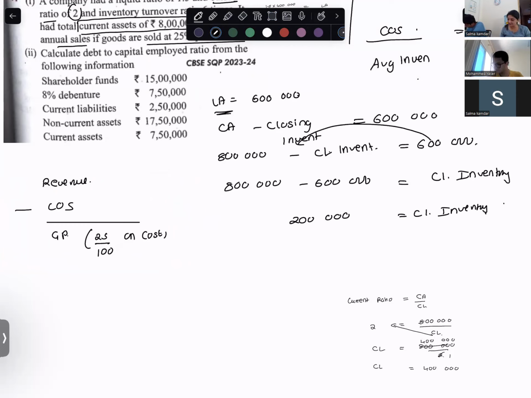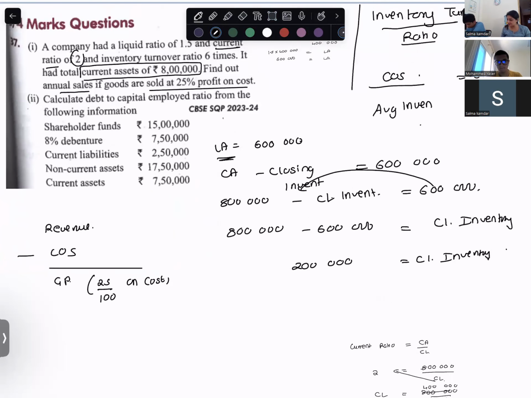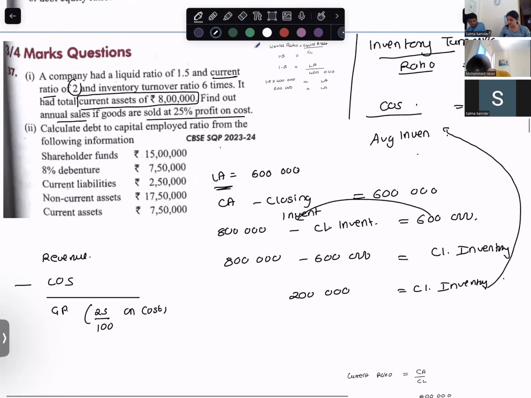I don't know the opening inventory. I know the closing inventory. So my closing inventory and average inventory will be the same. Okay, so substitute and find out the cost of sales for me.